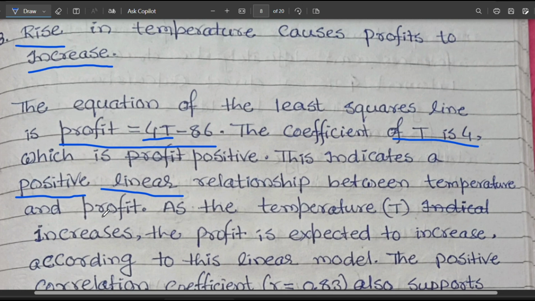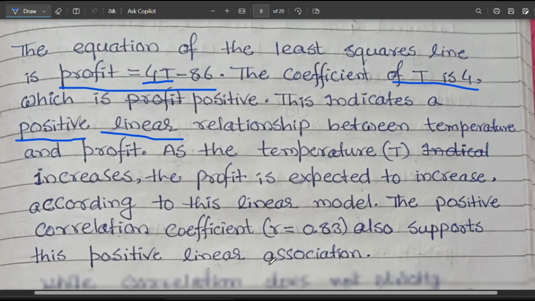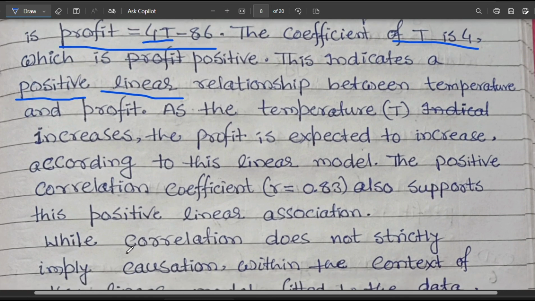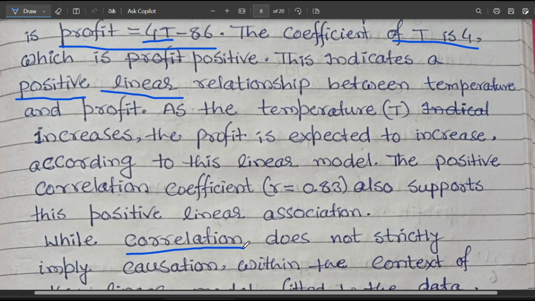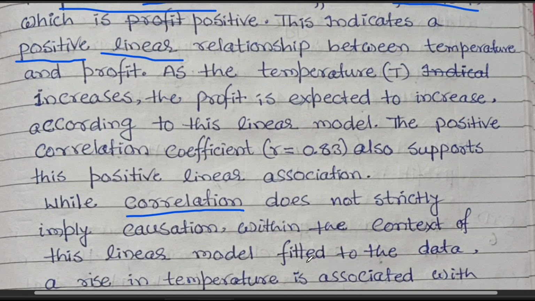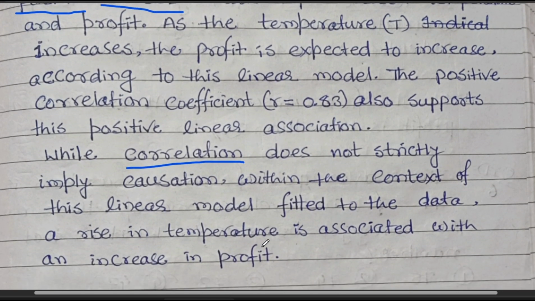We also see this in the figure. According to this linear model, the positive correlation coefficient R equal to 0.83 also supports this positive linear association. While correlation does not strictly imply causation, within the context of the linear model fitted to the data, a rise in temperature is associated with an increase in profit. So it is associated, but it is not strictly implying causation.